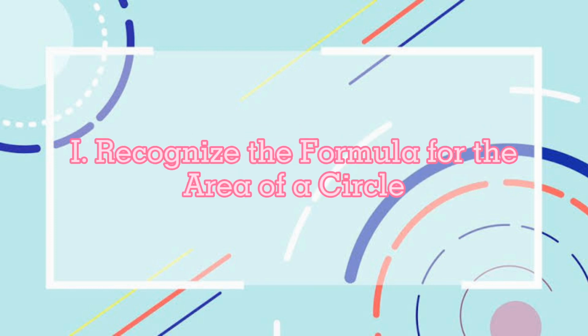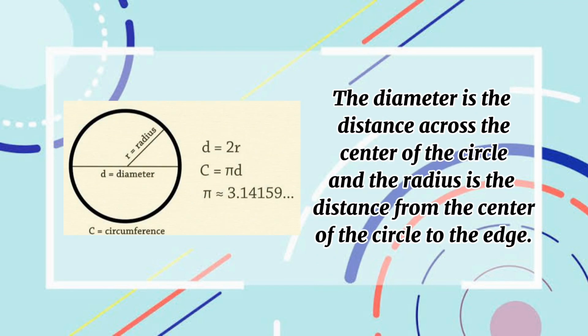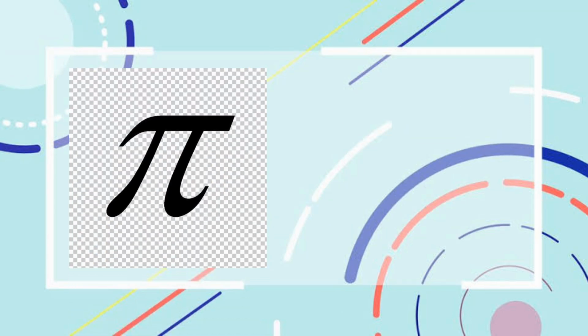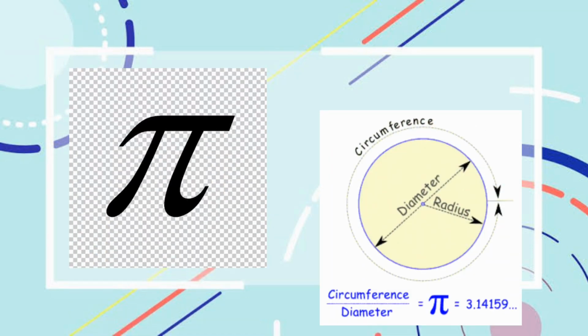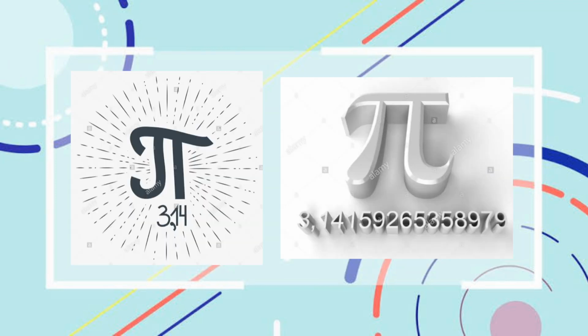The first thing we need to do is to recognize the formula for the area of a circle. A circle is a set of connected points equidistant from a center point. The diameter is the distance across the center of a circle, and the radius is the distance from the center of the circle to the edge. We also know that the number pi is the ratio of the circumference to the diameter. We use 3.14 to represent pi in operations.